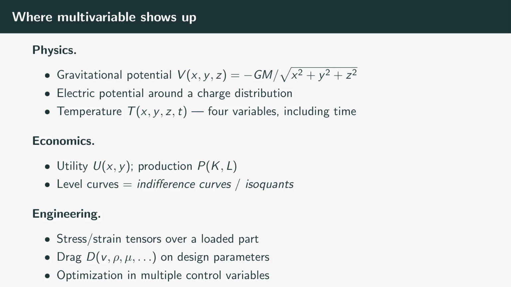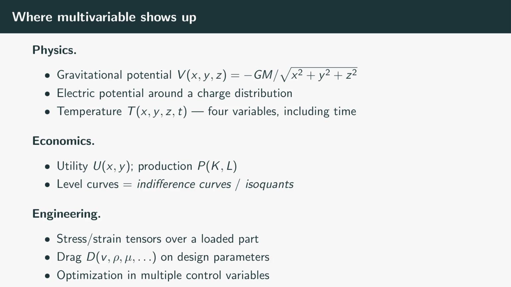In economics, the utility u of x, y that a consumer assigns to a bundle of x units of one good and y units of another is a function of two variables. Its level curves are called indifference curves, bundles the consumer is indifferent between. The production function P of K, L, relating output to capital and labor, is similar. Its level curves are called isoquants, sets of input combinations producing the same output. All of microeconomics runs on multivariable calculus.